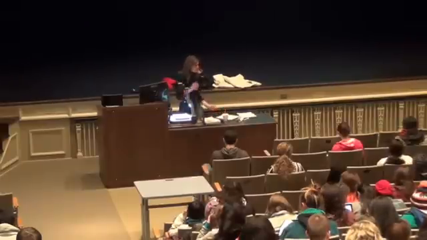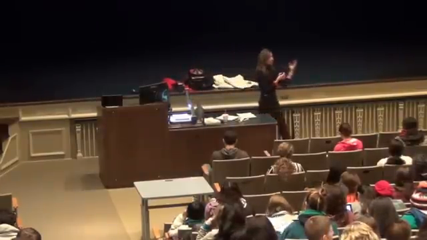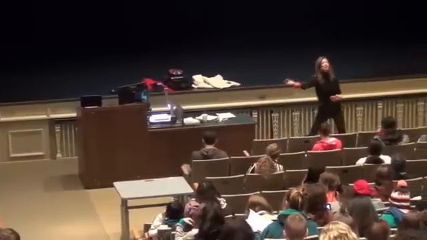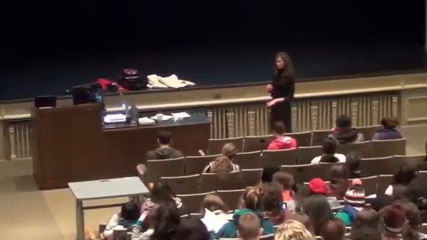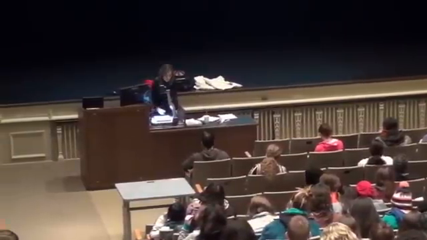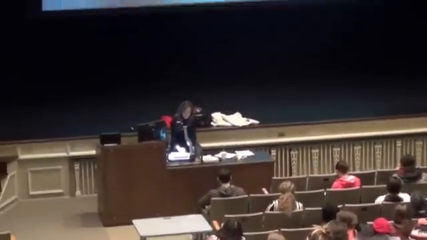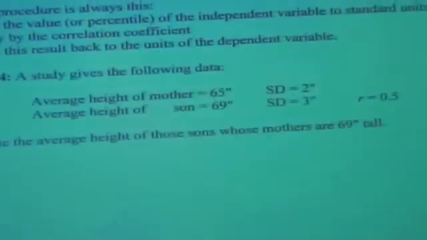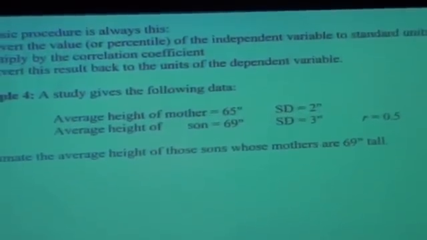And it turns out the regression of y on x is not the same thing as the regression of x on y, and we'll see why. First, let's do the problem though. Estimate the average height of those sons whose mothers are 69 inches tall. And we have the 5 summary statistics here. It's a group of people with these 5 summary statistics, so we can make these regression estimates.